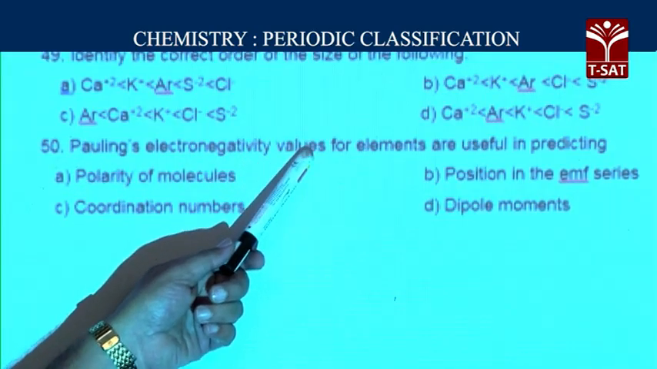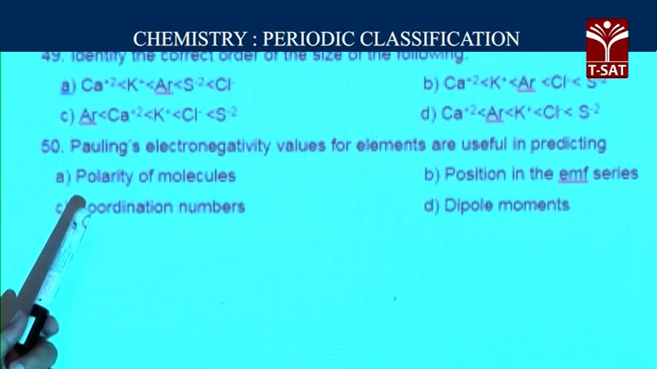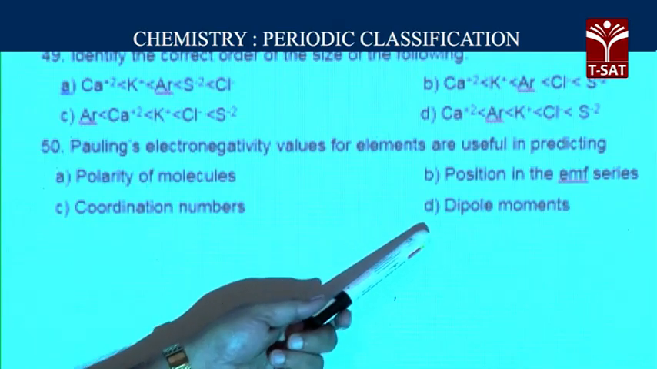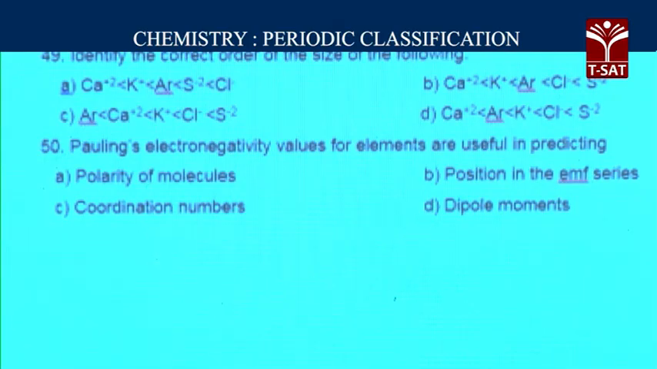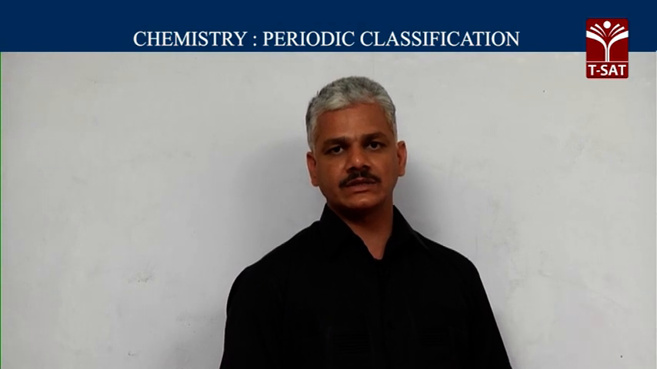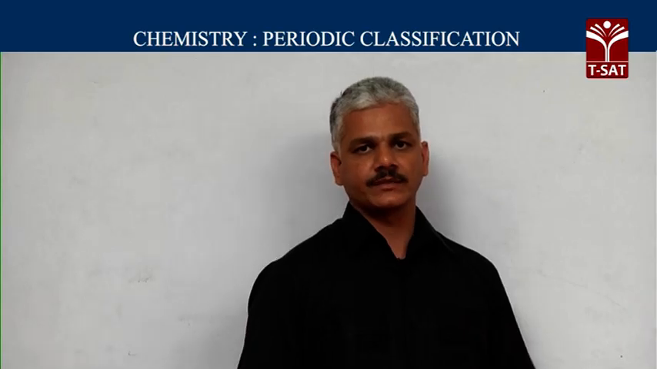Pauling's electronegativity values for elements are useful in predicting: given options are A. polarity of molecules, B. position in the EMF series, electromotive force series, C. coordination numbers and D. dipole moments. Pauling's electronegativity scale is used for the calculation of polarity of the molecules.